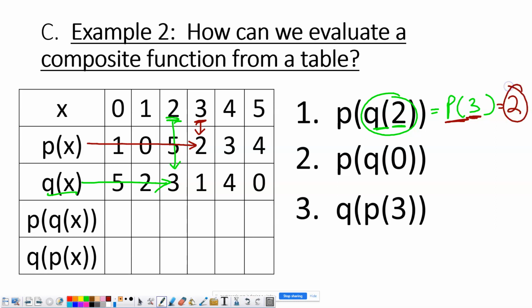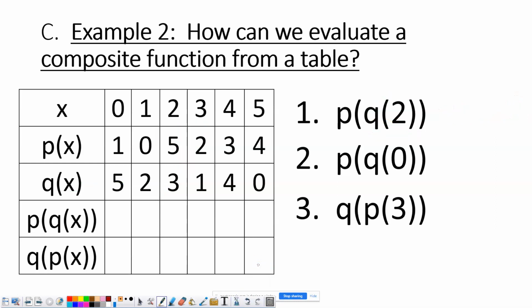So there you go. So once again, start with the inside. Once you figure out what the inside is, replace it with the actual number it equals, and then finish the problem by just evaluating like normal. All right, let's do another one here.